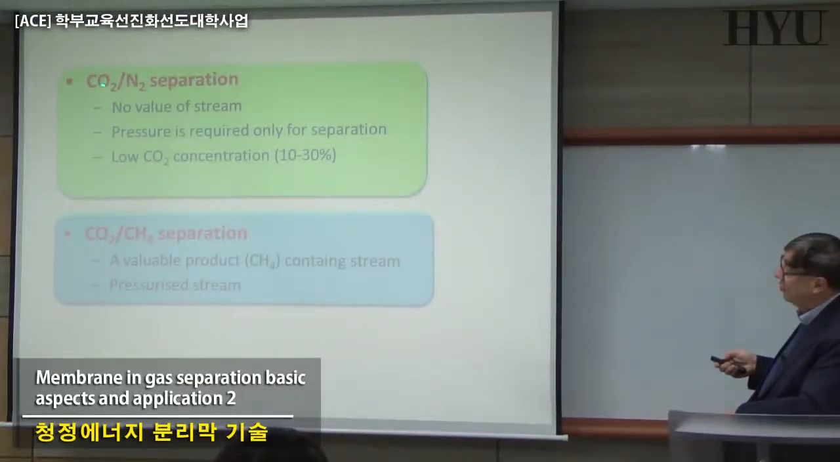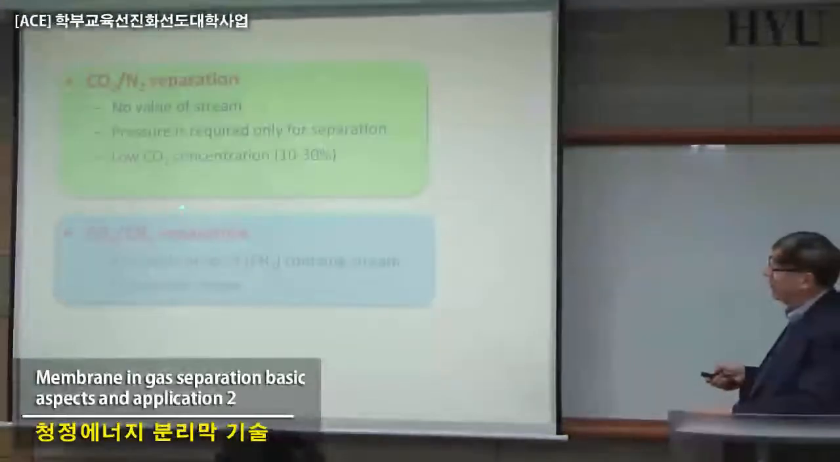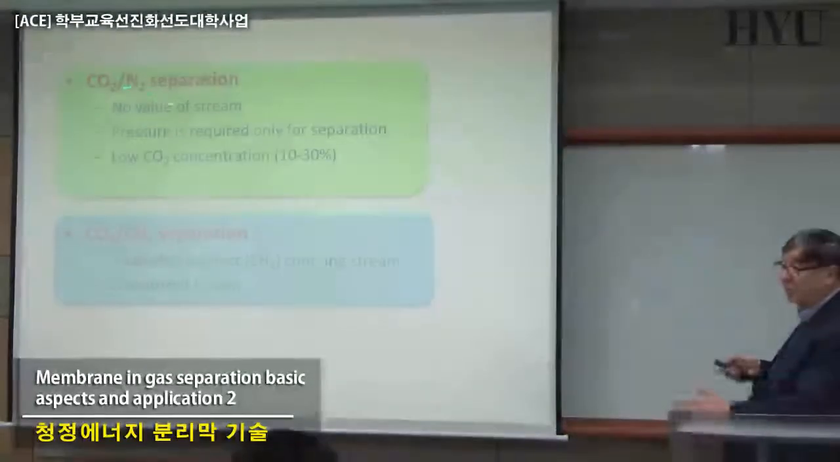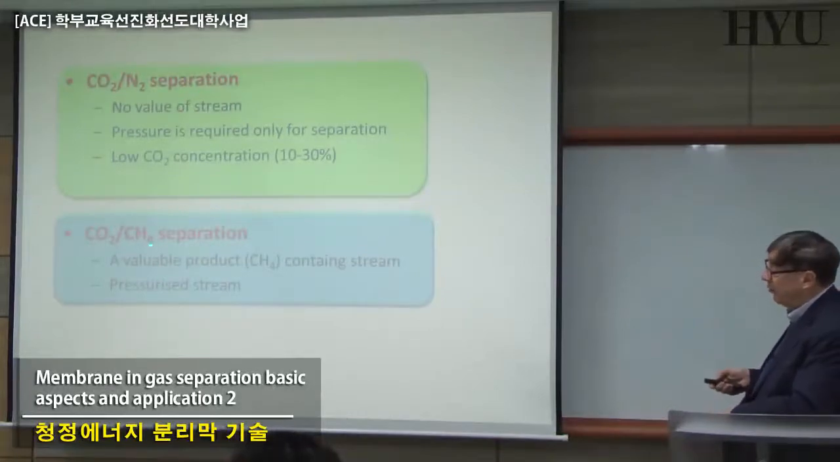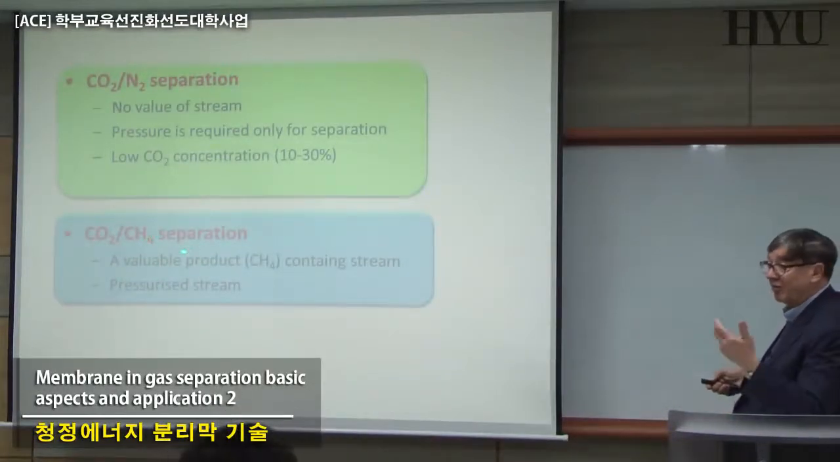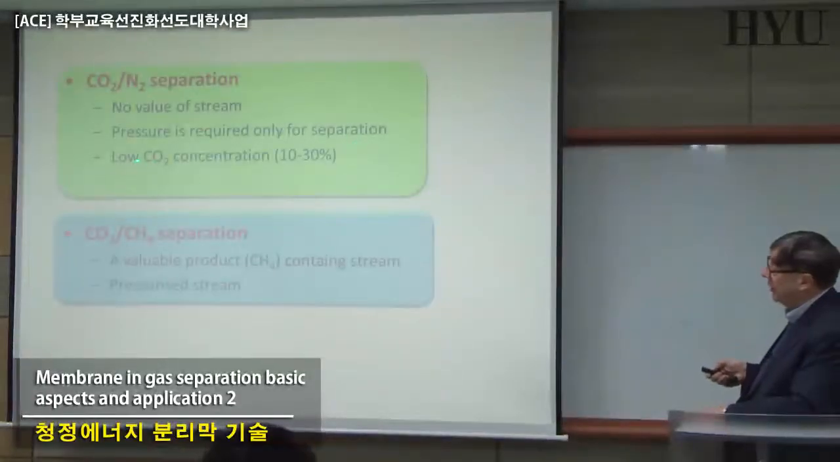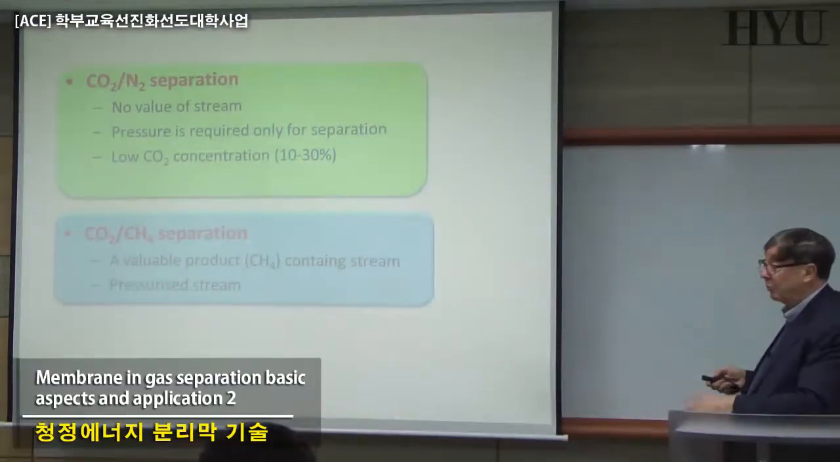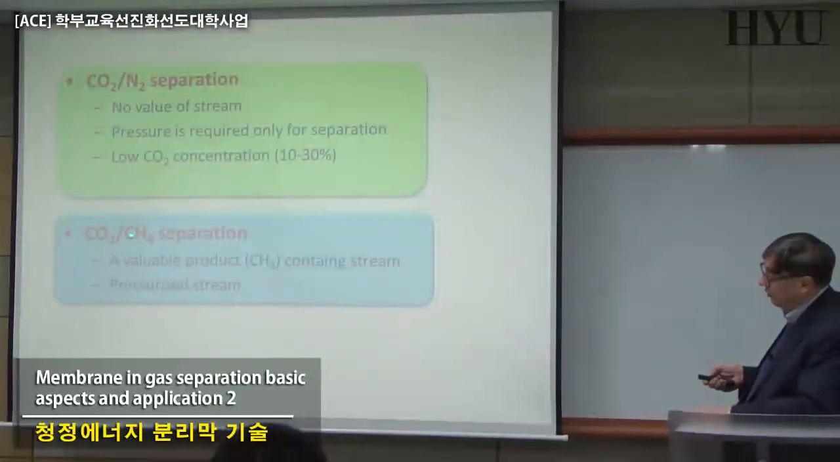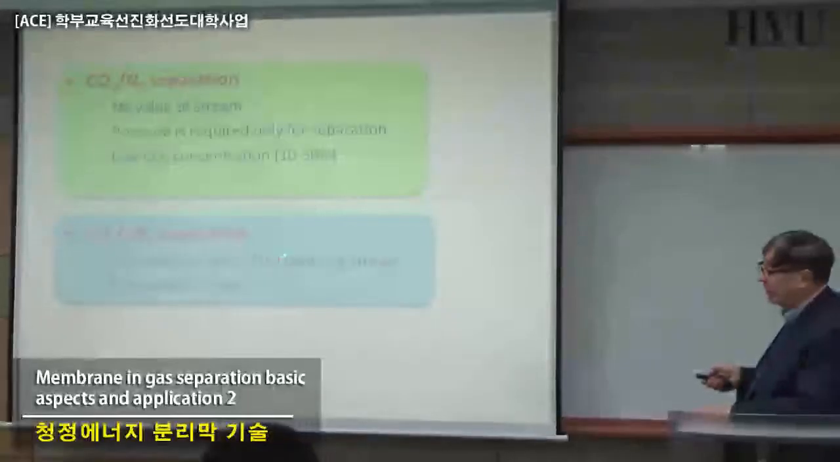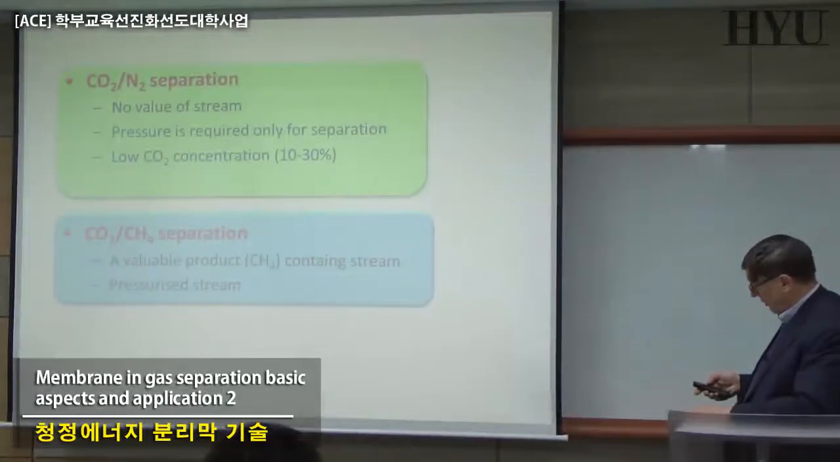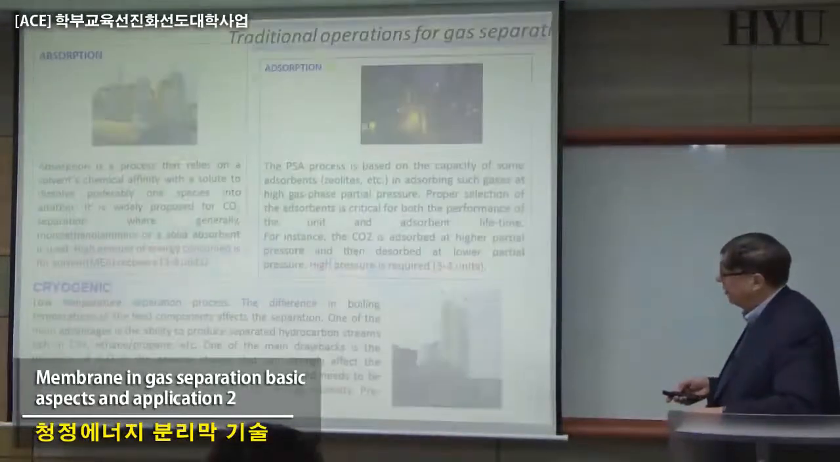use this kind of mixture, CO2 nitrogen or CO2 methane. In this case, basically, there is no value in this stream normally, it is just dispersed in the air. Here is different because you have the methane, so you can recover something of interest. Here you need pressure for the separation, and normally the concentration you have is relatively low, normally 20%, here between 10-30%, but relatively low in the flue gases. In the CO2 methane, you can recover the methane basically, and normally the stream that you have is already pressurized.